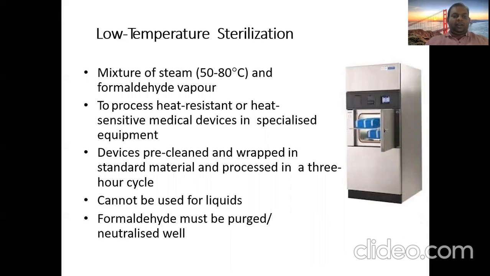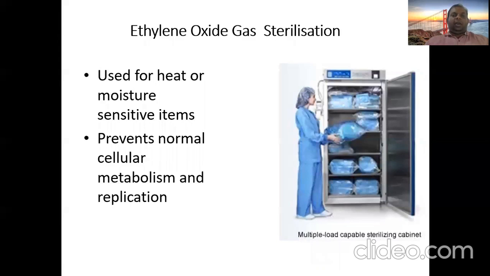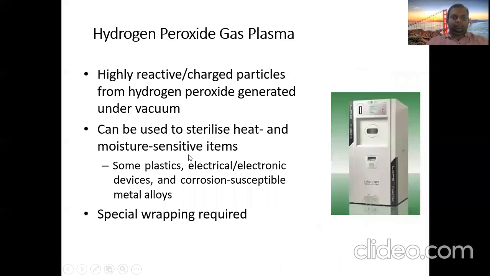Low temperature sterilization: here we use a mixture of steam and formaldehyde vapor. That's why it's low temperature. And formaldehyde, I think you know, is a high level disinfectant. About ethylene oxide: it is used for heat or moisture sensitive items like syringes and other catheter devices. It prevents normal cellular metabolism and replication.